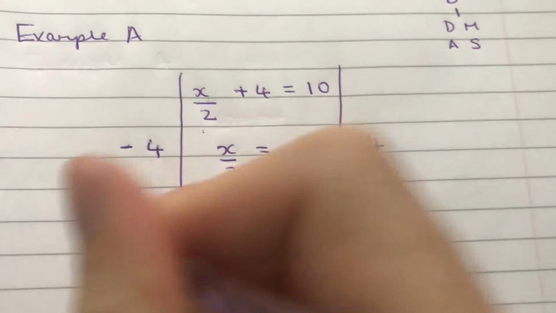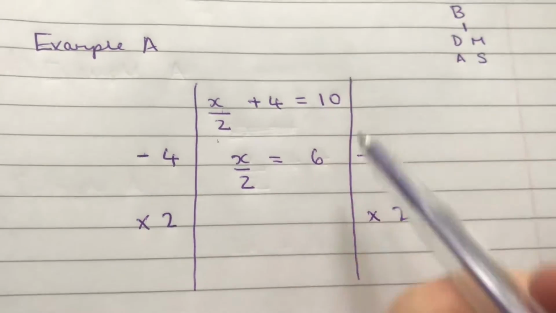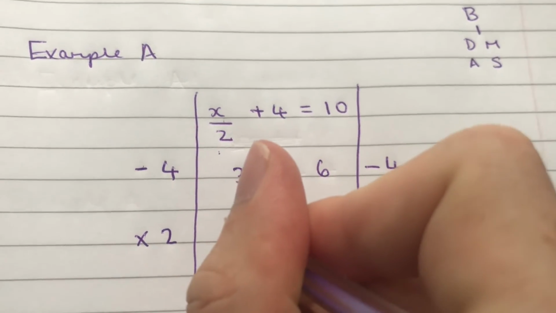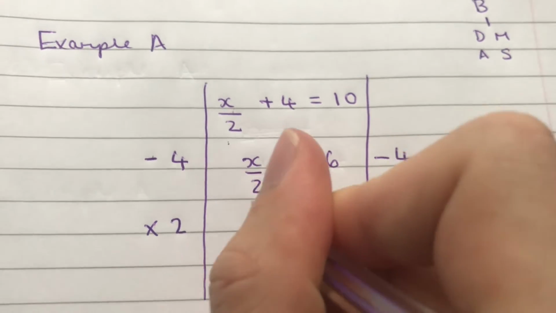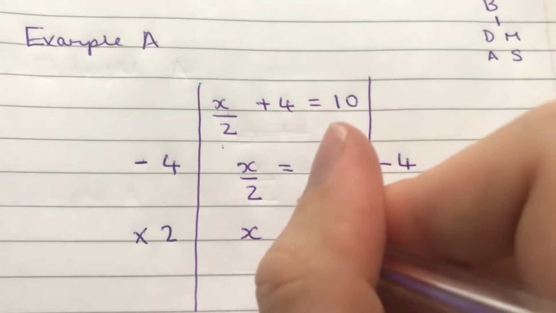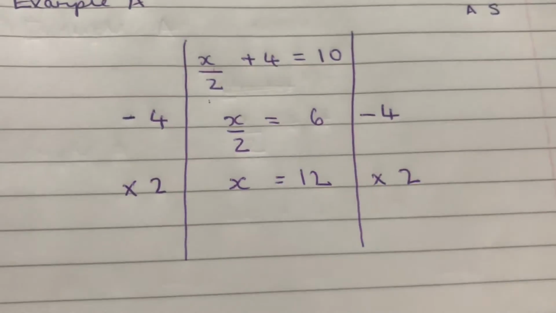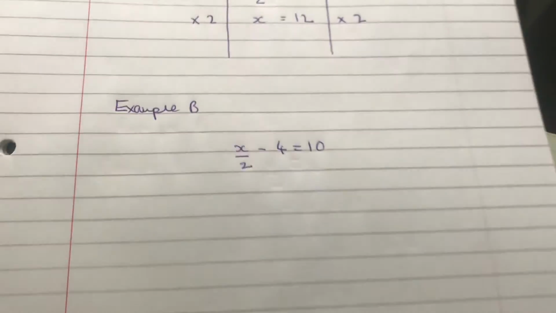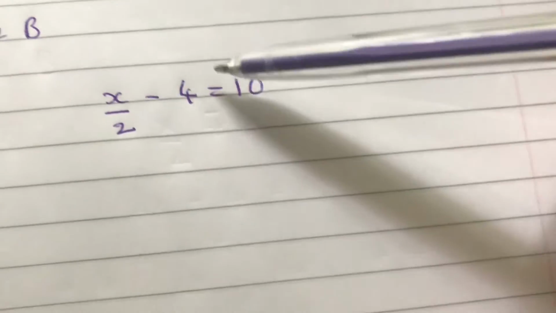Remember, we need to do it to both sides. Both sides of your funnel. Make sure you do it to both sides of the equation as well. So x over 2 times 2 is just x, and 6 times 2 is 12. That is simply our answer. Good job.